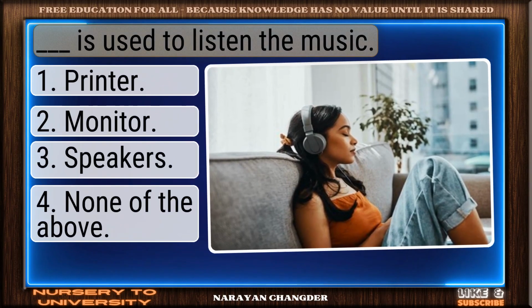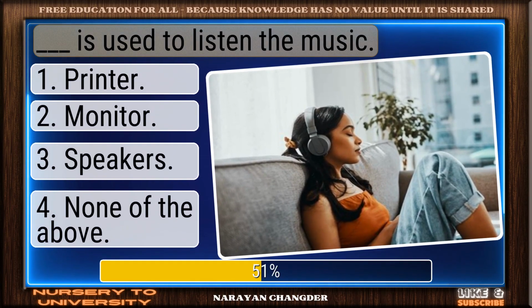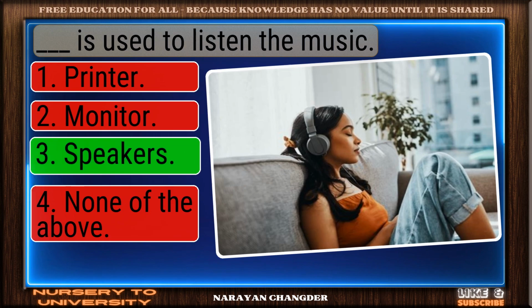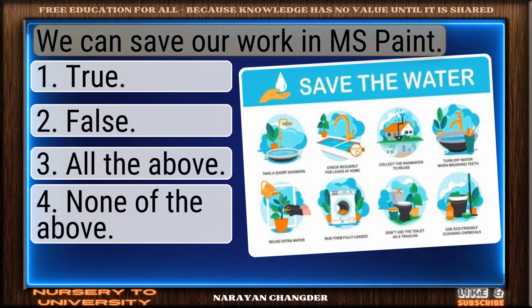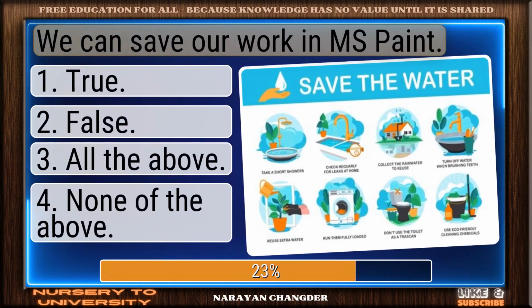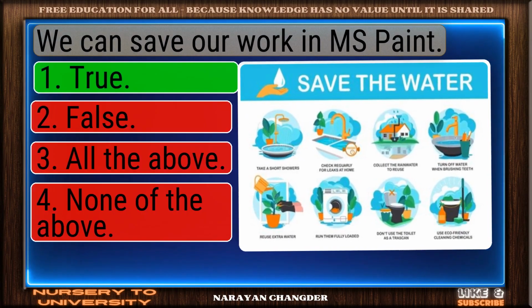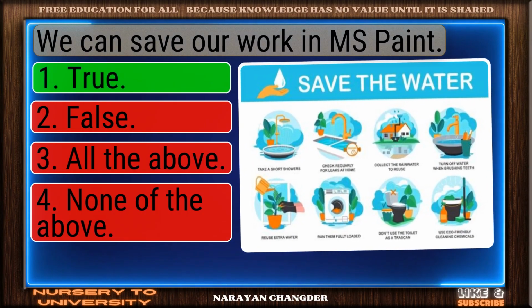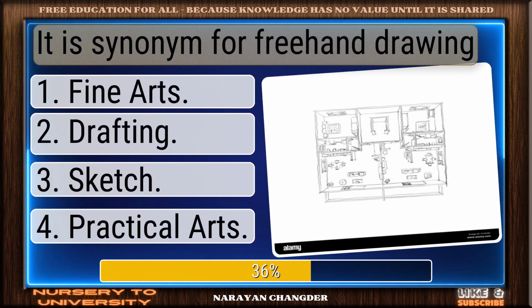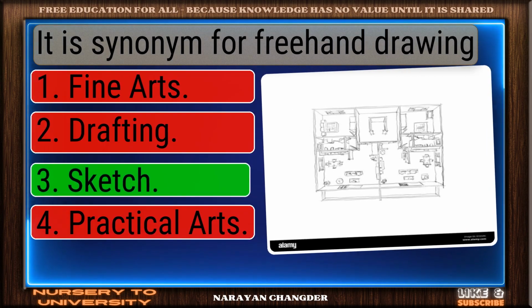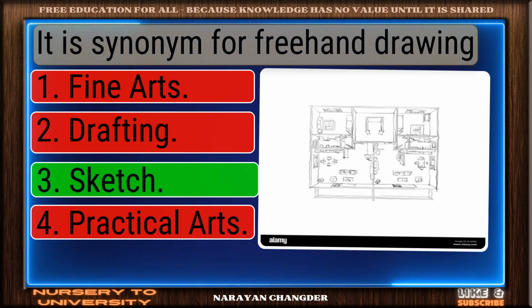Dash is used to listen the music. Well reasoned. Speakers is correct. We can save our work in MS Paint. Strong choice. True is right. It is synonym for freehand drawing. Valid point. Sketch is true.